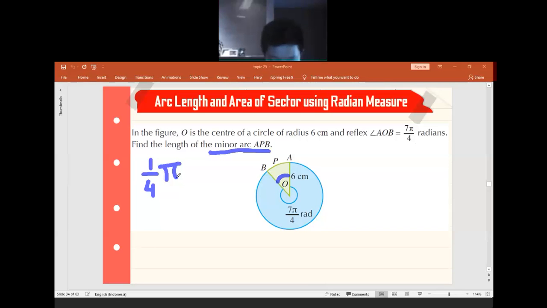No? Okay. If no one is confused about the 1 per 4 pi, let us find the minor arc. How to find the minor arc if it is using the radian unit? So how do we find the arc length?